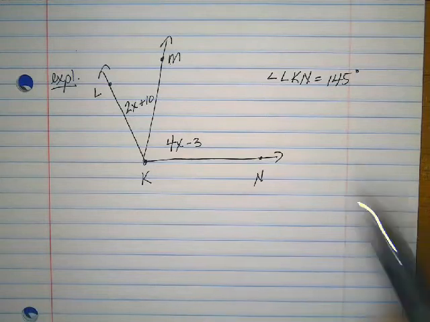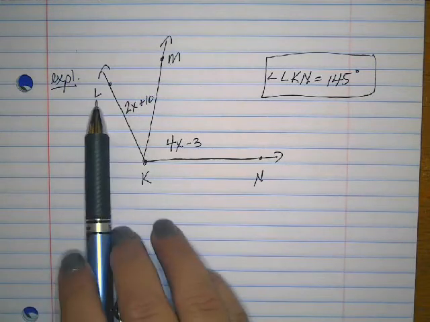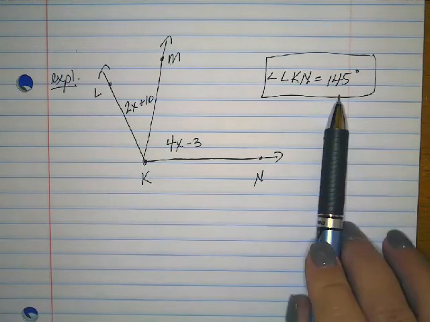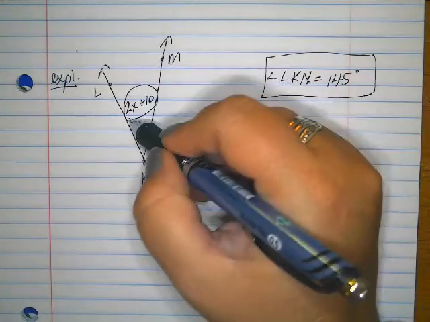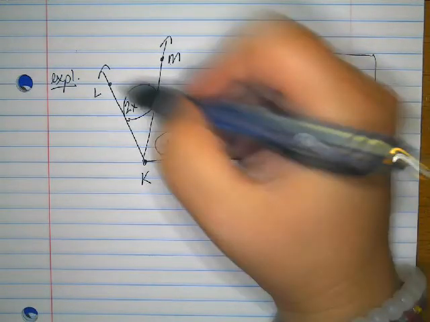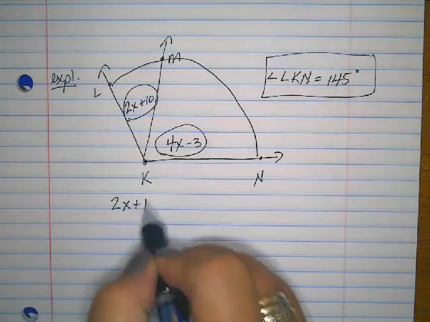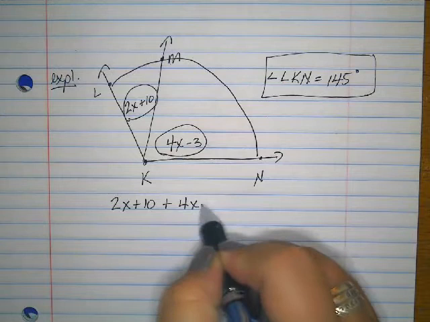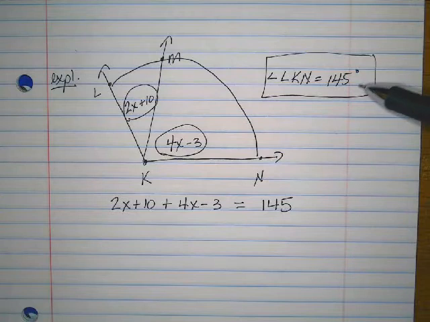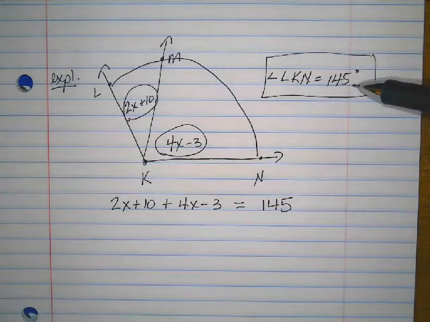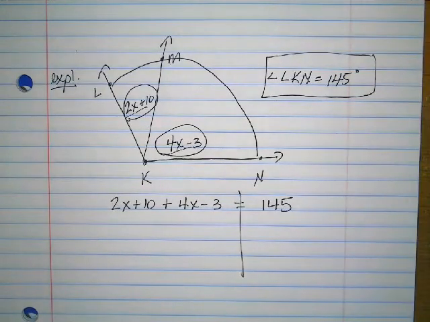And we can see here this whole angle measure of LKN, the whole measure is equal to 145. So think about what we just talked about. This angle here plus this angle here is going to equal the whole entire angle. So that little angle plus this other little angle equals the whole big angle. And remember, they gave us that the whole entire thing is 145 degrees. This little piece plus this little piece is going to equal 145.